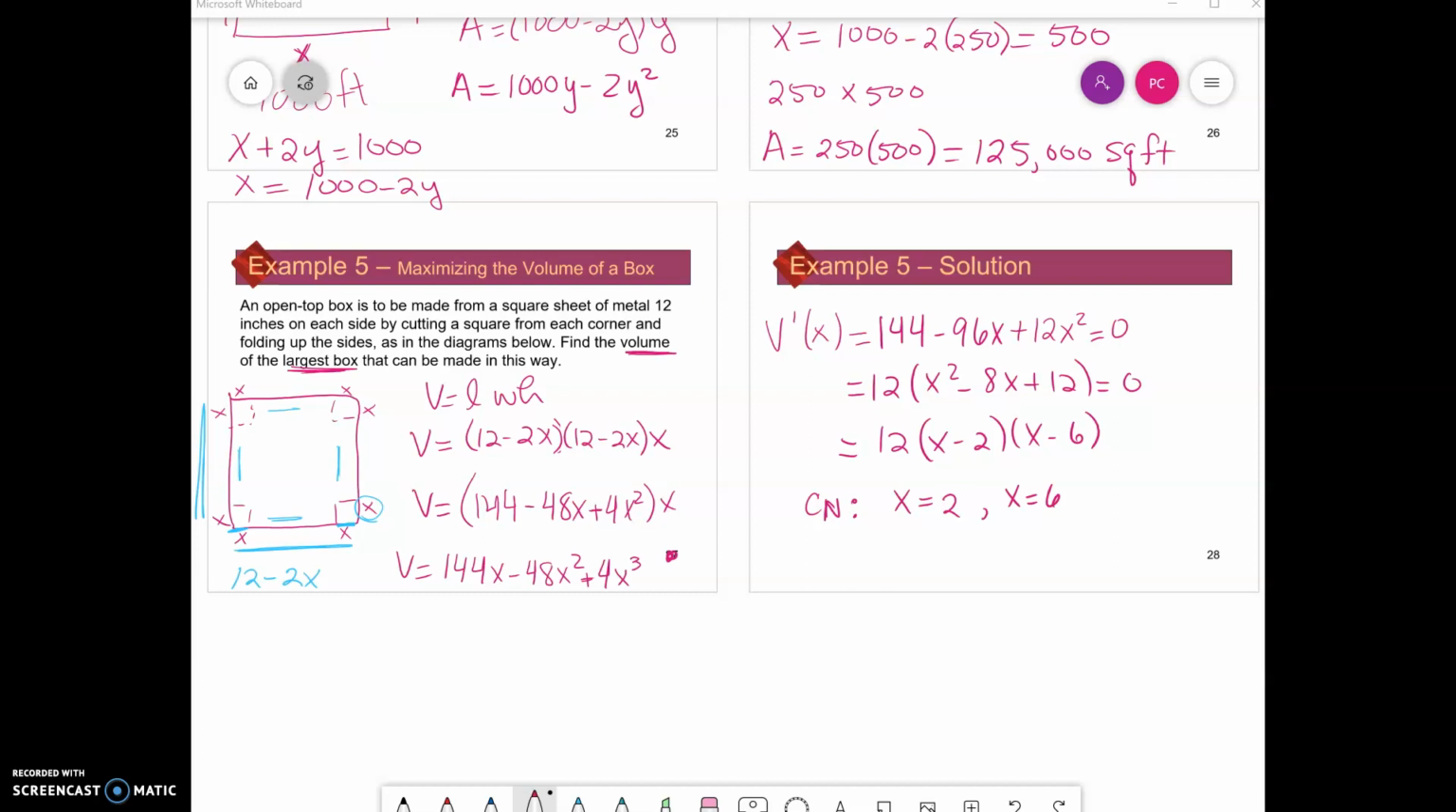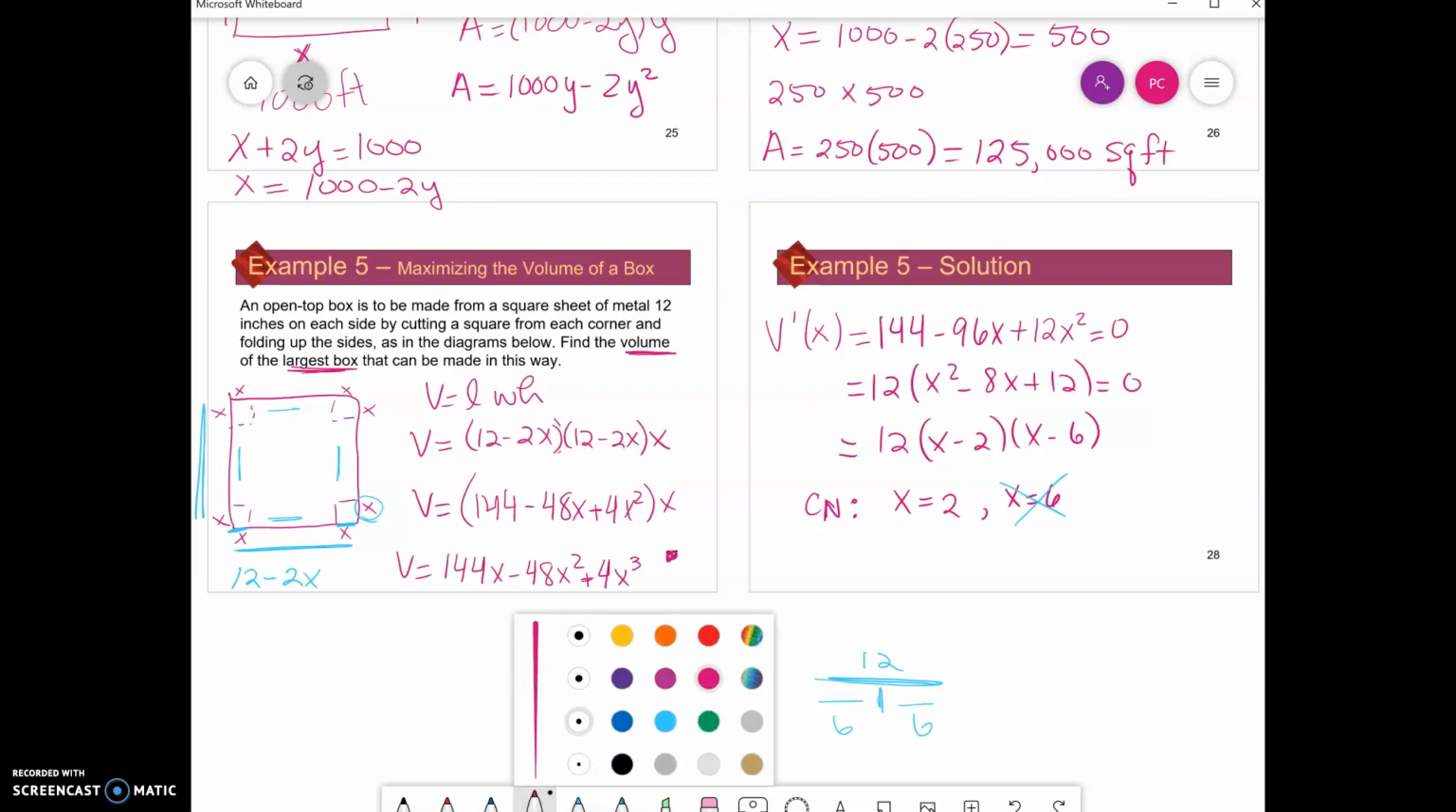Now, if you think about it logically, x equal to 6 will not work. Go back to your picture. If you take a side that's only 12 inches long and take 6 out on each side, you will not have a box. It would take everything away. So that doesn't work, so the only critical number that we have is x equal to 2.